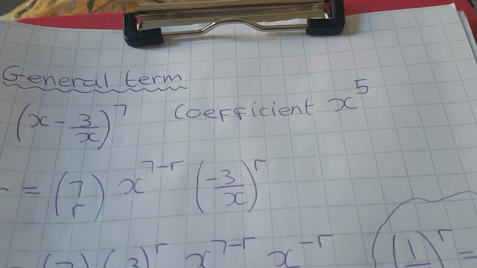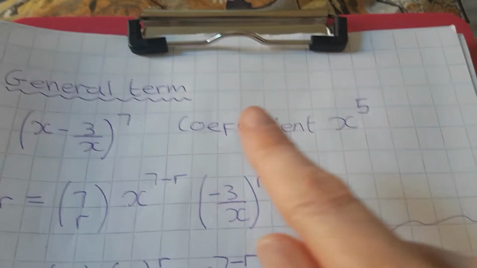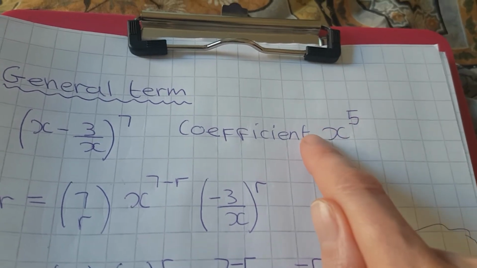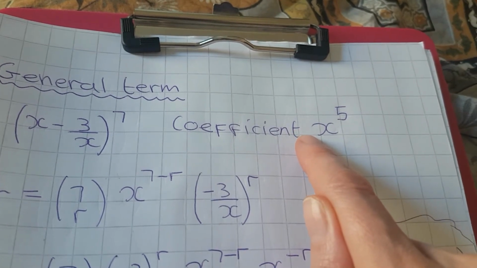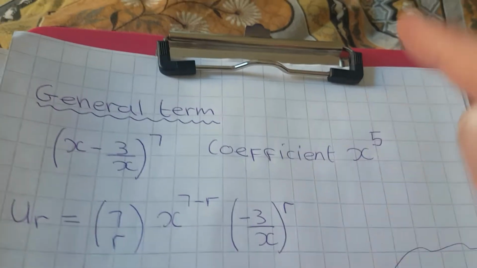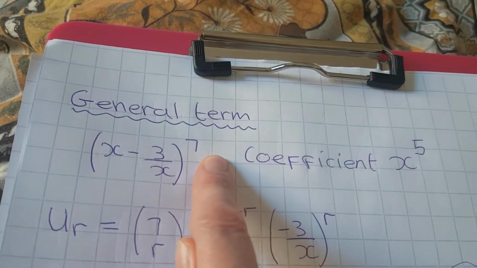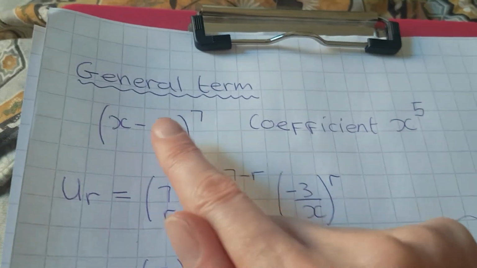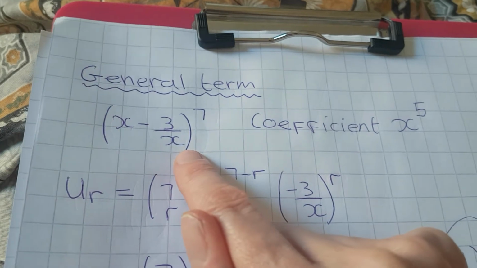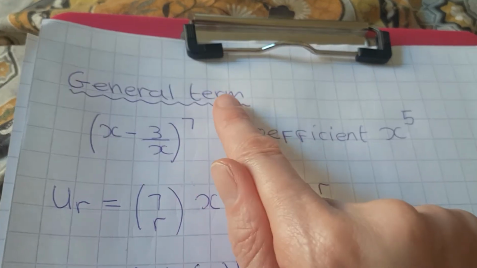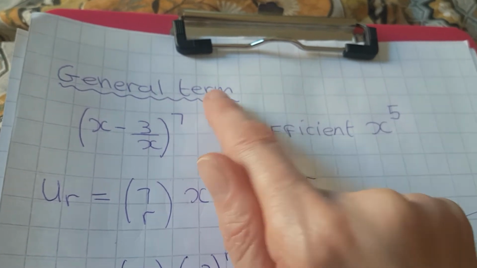We have another question. We have to find out the coefficient of x to the power of 5, i.e. what is going to be in front of x to the power of 5 when we expand this. It's slightly more complicated because we have two x values and one is at the bottom. So we use a general term formula.